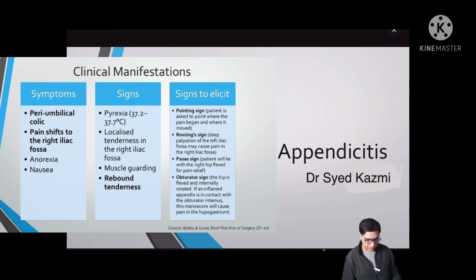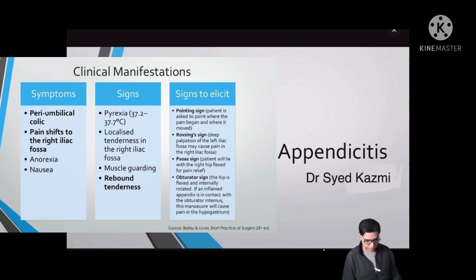Then we've got the psoas sign. A psoas sign is usually elicited when people have got a retrocecal or pelvic appendix, because in those cases the tenderness might not be that severe in the right iliac fossa. So in psoas sign, the patient lies with the right hip flexed for pain relief, and if you try to extend the right thigh, that would lead to excruciating pain in the right iliac fossa.